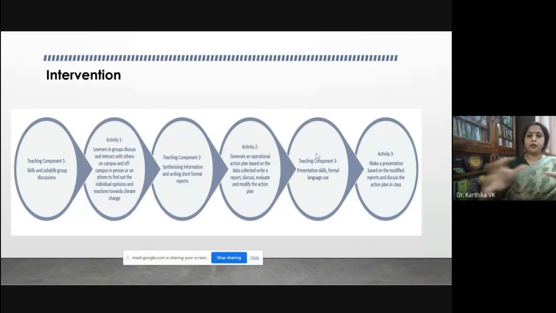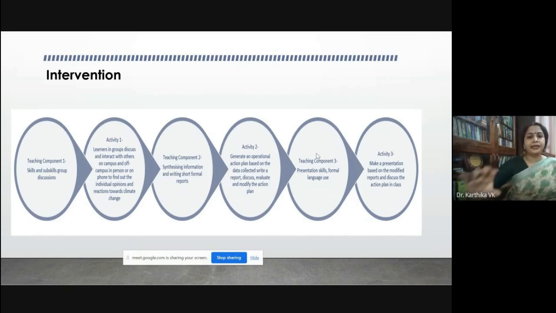So they did it in their small groups. Okay, 10 groups or 6 groups. I think 10 people and 6 groups. Yes. So in their groups, they discussed the plans, and then they presented, others suggested certain things, and I suggested certain things. We browsed together, made changes, and they modified their action plan to solve that particular local problem that they found. Then presentation skills were taught. Formal language use was taught, and then they made a presentation based on the modified reports and the discussion points that they had in the class.